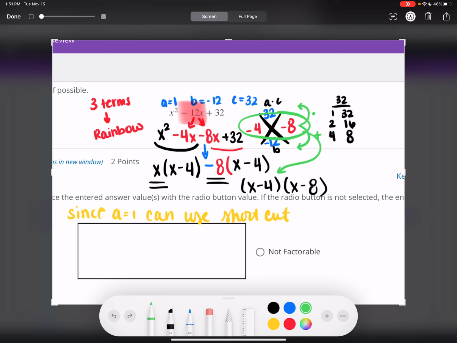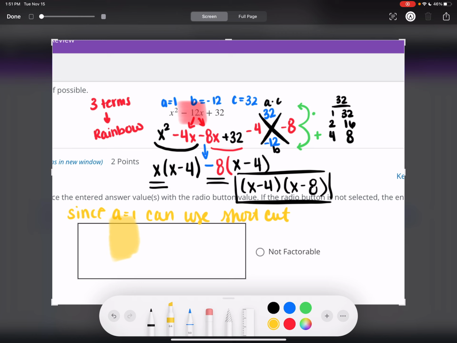I don't care which way you do it. Certainly the shortcut is shorter, but they both get you to the same correct answer. If you're going to use the shortcut, though, be cautious that you can only use the shortcut when A is equal to 1. If A is any other number, you have to go the long way. You cannot use the shortcut. And so I would type in my answer, x minus 4, x minus 8.